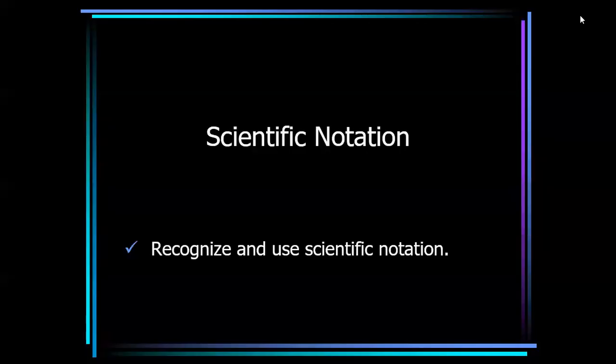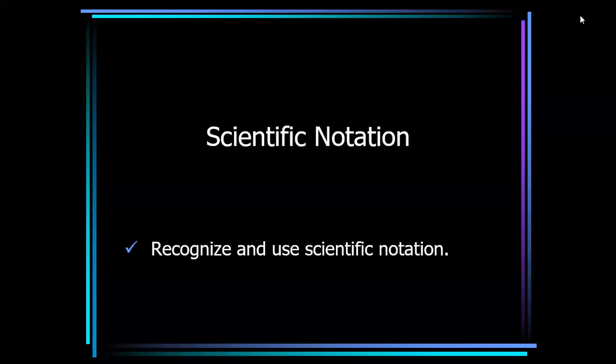Okay, guys, now we learn about scientific notation. What is scientific notation? Scientific notation is an agreement between scientists to simplify very small numbers or very big numbers. This is an agreement that we have to follow, and the number has to be between 1 and 10 for scientific notation.